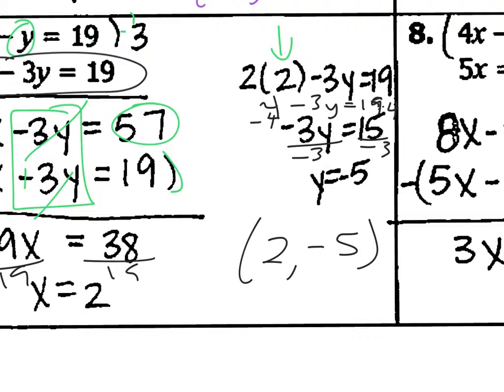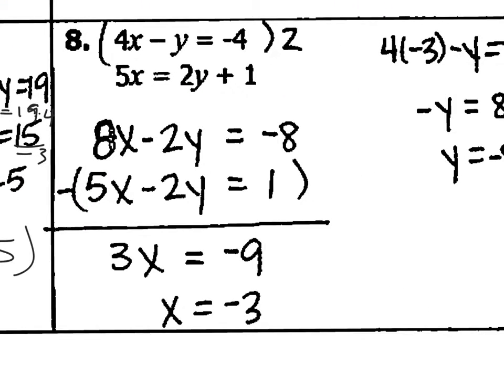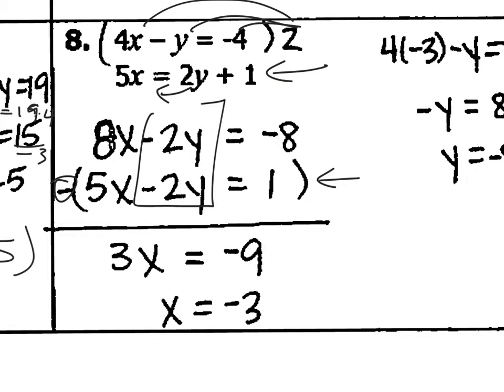On number 8, over here, they multiplied the top row by 2. Now, notice this row right here. It's not in standard form, but that's okay. We're going to move it over like they did here, and you get 5x minus 2y. Now, multiply the top row by 2, you get 8x minus 2y equals negative 8. That's this right here. Now, I'm going to subtract because these two are the same.